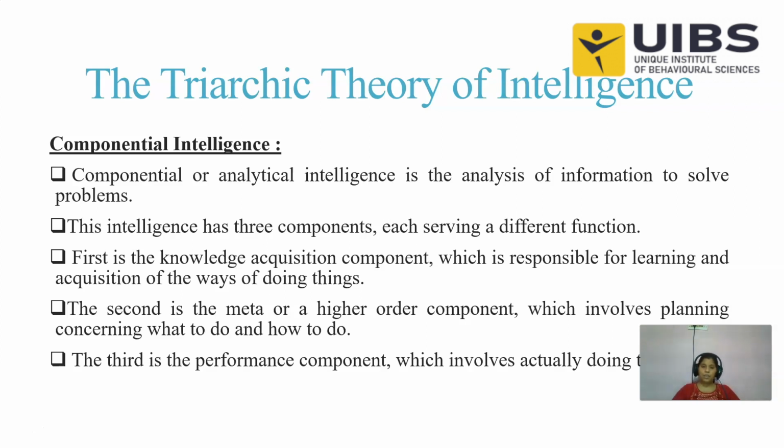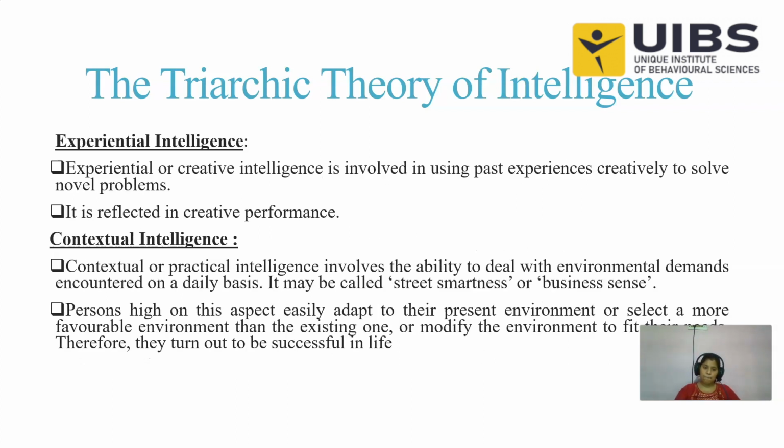Then after acquiring the knowledge and skill, we have to plan how to proceed, or what to do, how to do. So the second form is meta or higher order component, which involves planning, where we decide the strategies, the steps we need to take in order to solve our problems. Then the third one is performance component. It means actually doing the things, actually following the plans and applying the strategies to reach the solution. This is the componential intelligence.